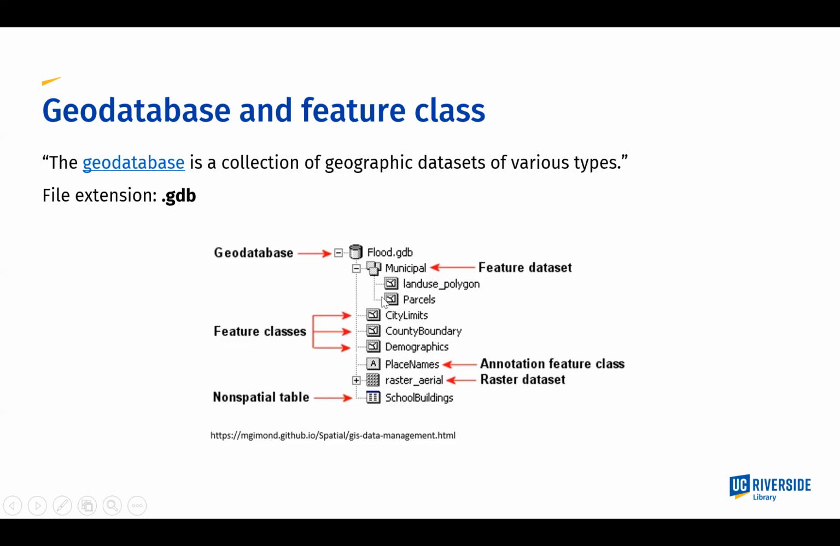But basically, for any layer that has information consistent within itself, you'll have a separate feature class. So for instance, even though they're both polygons, we wouldn't have one feature class that contains water bodies and county boundaries. It would just be one or the other. And then you can see that there are other types of data or features that you can have within a geodatabase.